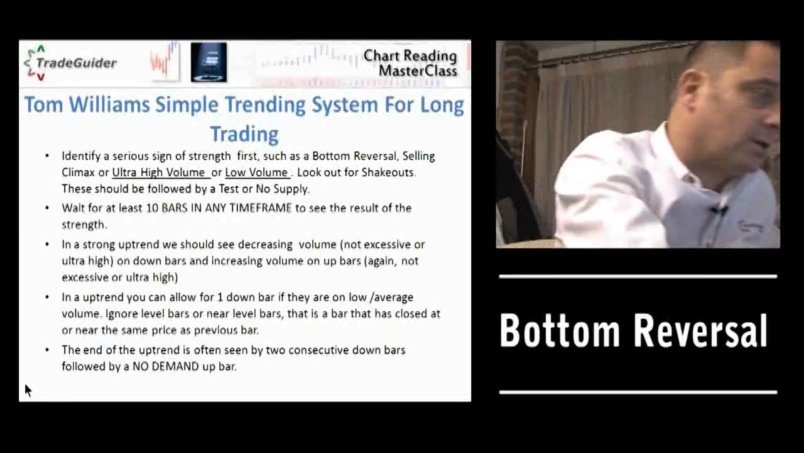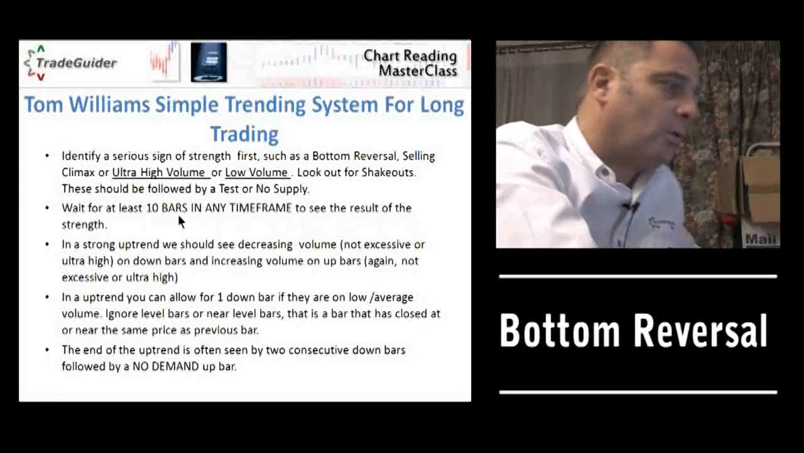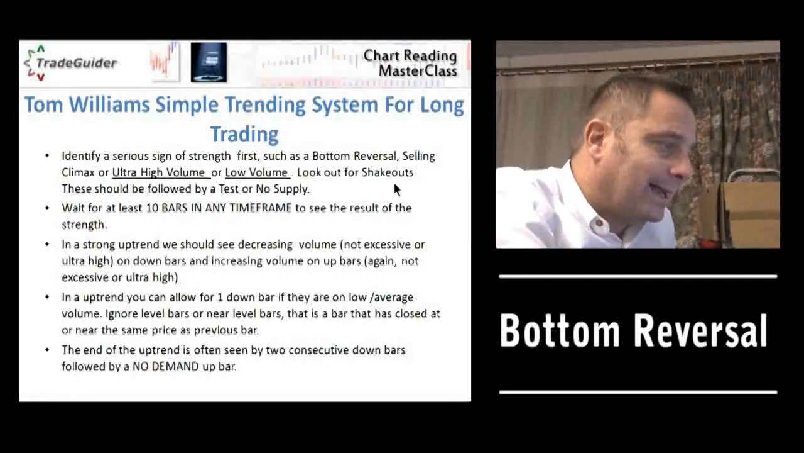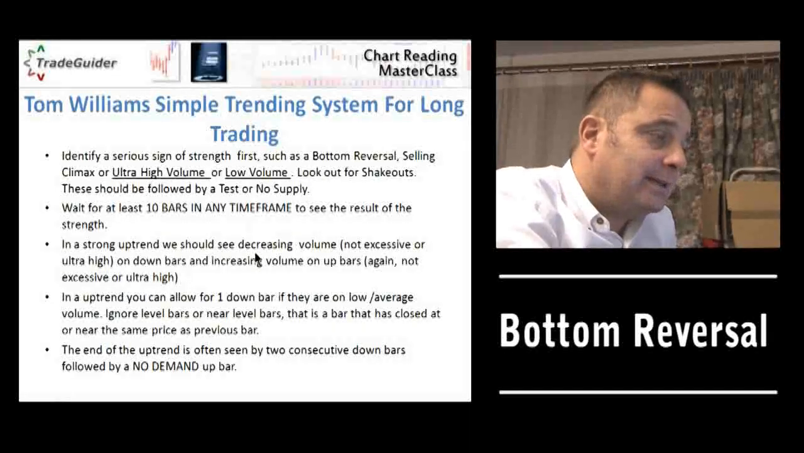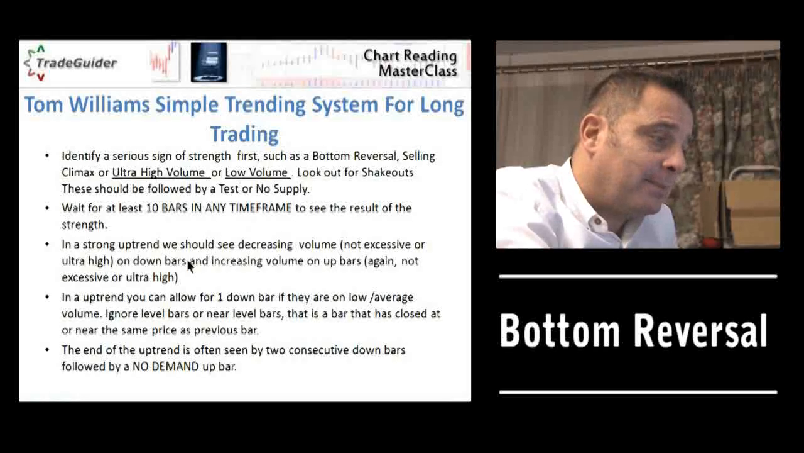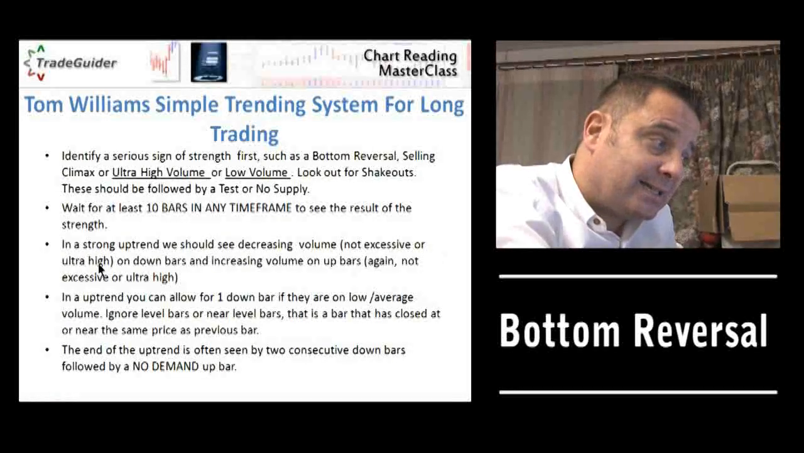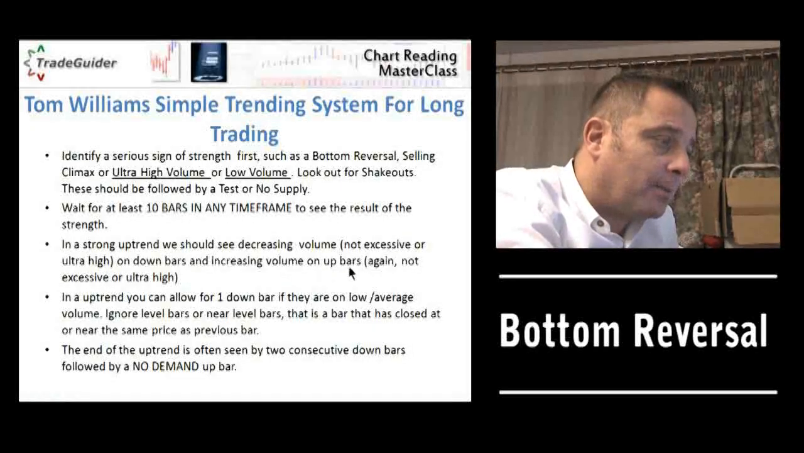Let's get to the charts and you'll be able to see it. This is what we look for in an uptrending market, and we'll show you some examples as we go through. Wait at least 10 bars. In a strong uptrend, and this is very important, keep this line in mind, we should see decreasing volume, but not excessive or ultra high, on down bars, and increasing volume on up bars, but not excessive.